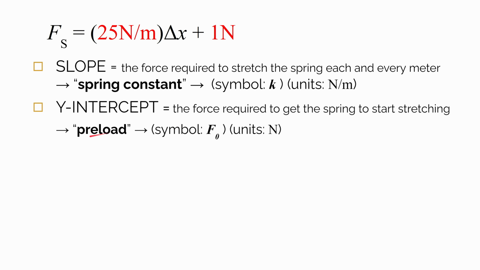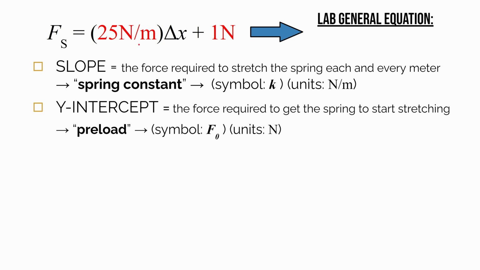In physics, we call that the preload value, the amount of force you have to preload the spring with so that with any additional amount of force you actually get stretch. The symbol we use for that is F sub 0, like the initial amount of force needed, and it's a force, so the units are newtons. So the slope and the y-intercept now have names, well, they have meanings, and these are the names that we give them in physics. So here's the general equation for our springs.